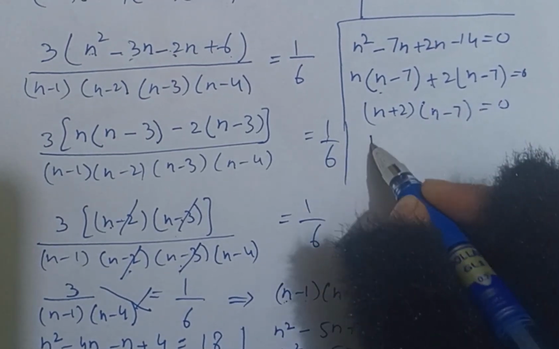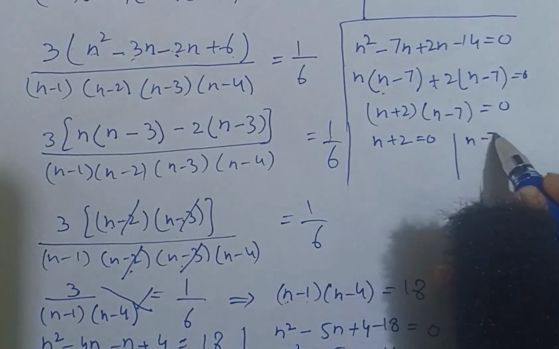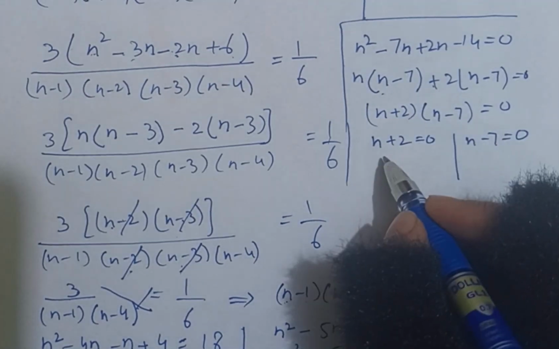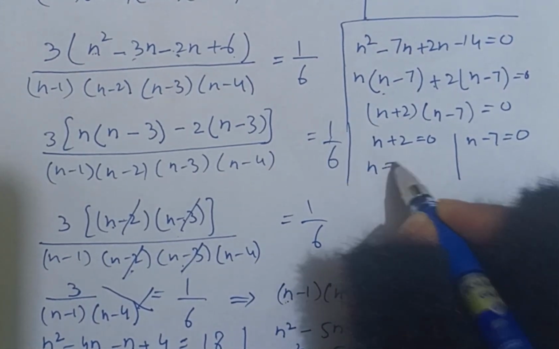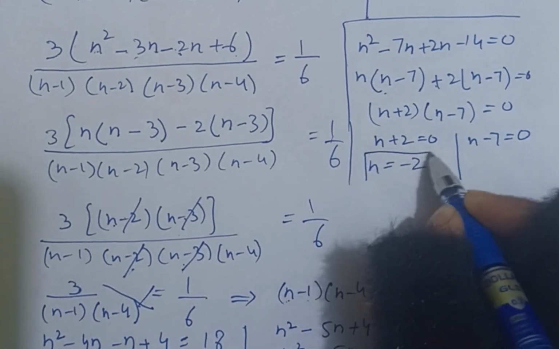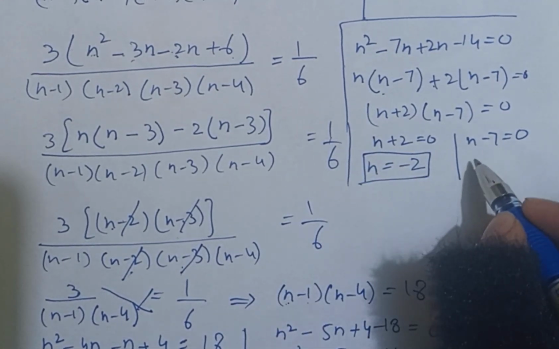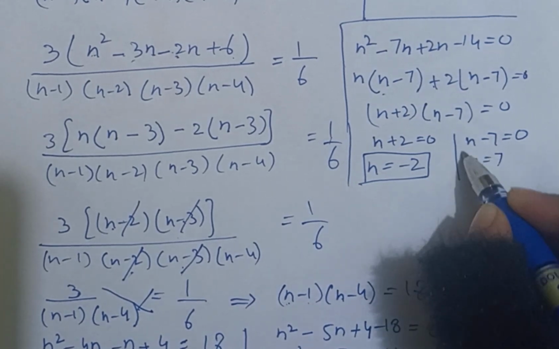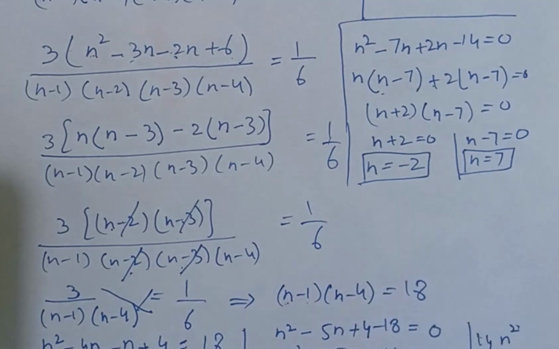So this implies n plus 2 is equal to 0, or n minus 7 is equal to 0. If we subtract 2 on both sides of this equation, then we get n is equal to minus 2, which is one value of n. And here if we add 7 on both sides, then we get n is equal to 7. So these are the values of n in our question, and we are done. Thank you.